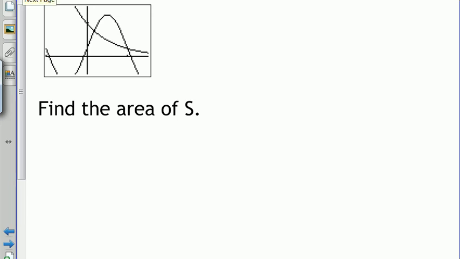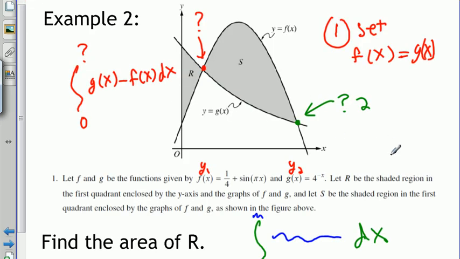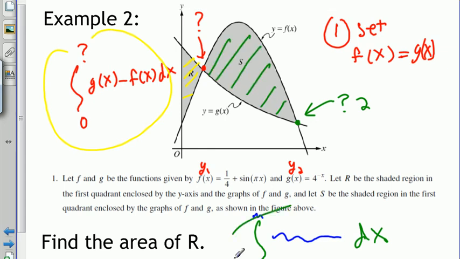I'll keep the video shorter so that you can go ahead and do the work to find the area of R and then the area of S. So all you're doing is finding this area first, which is that, and then you're finding this area, which is that. Good luck, and I will see you soon in class.